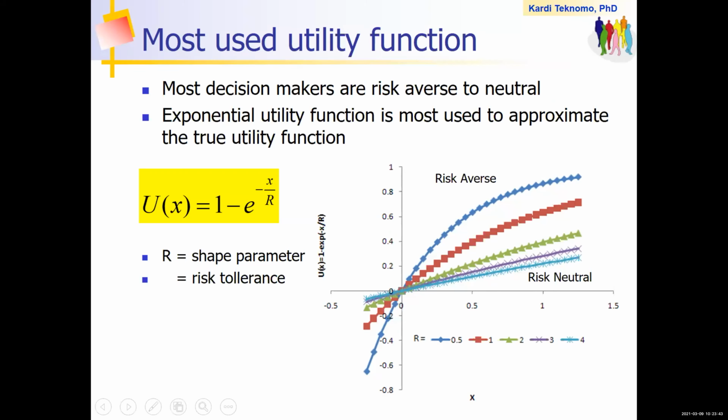In the graph here, you can see r ranging from 0.5 up to 4. When the r is big, like 4 here, it becomes risk neutral. When the r is small, it becomes risk averse. This is the one that you will use later on when we play with the utility function.